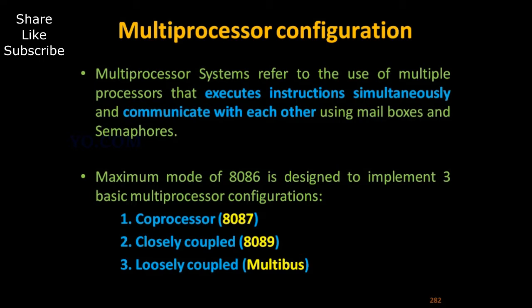The maximum mode of the 8086 is designed to implement three basic multiprocessor configurations. Multiprocessor is always maximum mode. Minimum mode means a single chip processor. Maximum mode means multiprocessor. So the 8086 is set into maximum mode, and it is divided into three major configurations: first the coprocessor, second closely coupled, and third loosely coupled configuration. We are going to study these three configurations today.